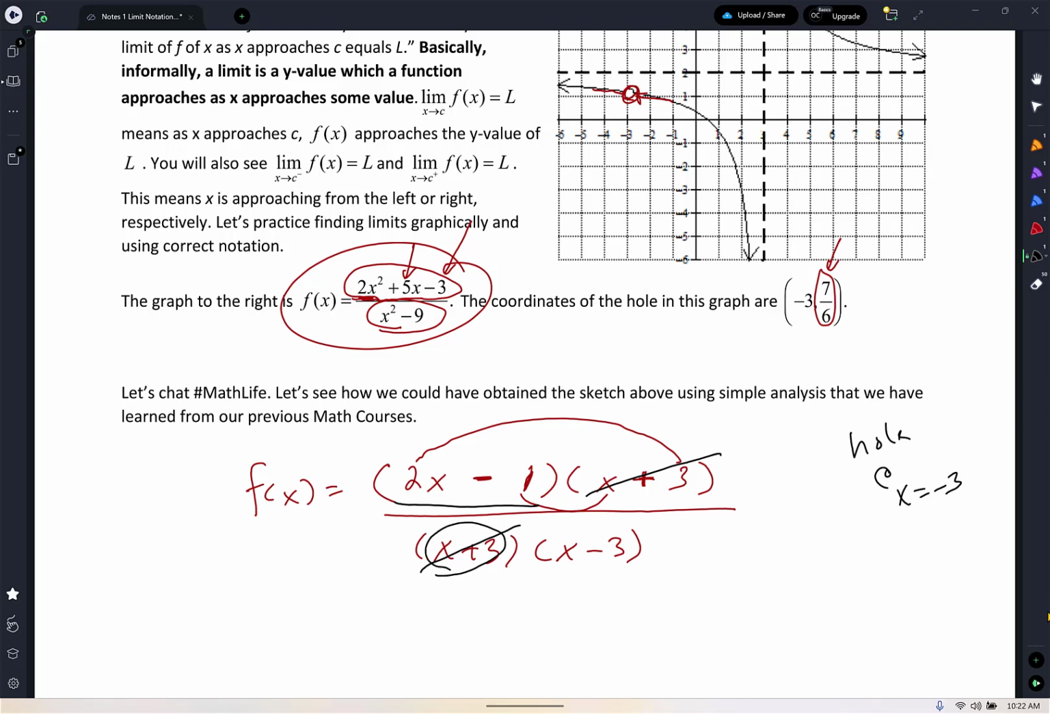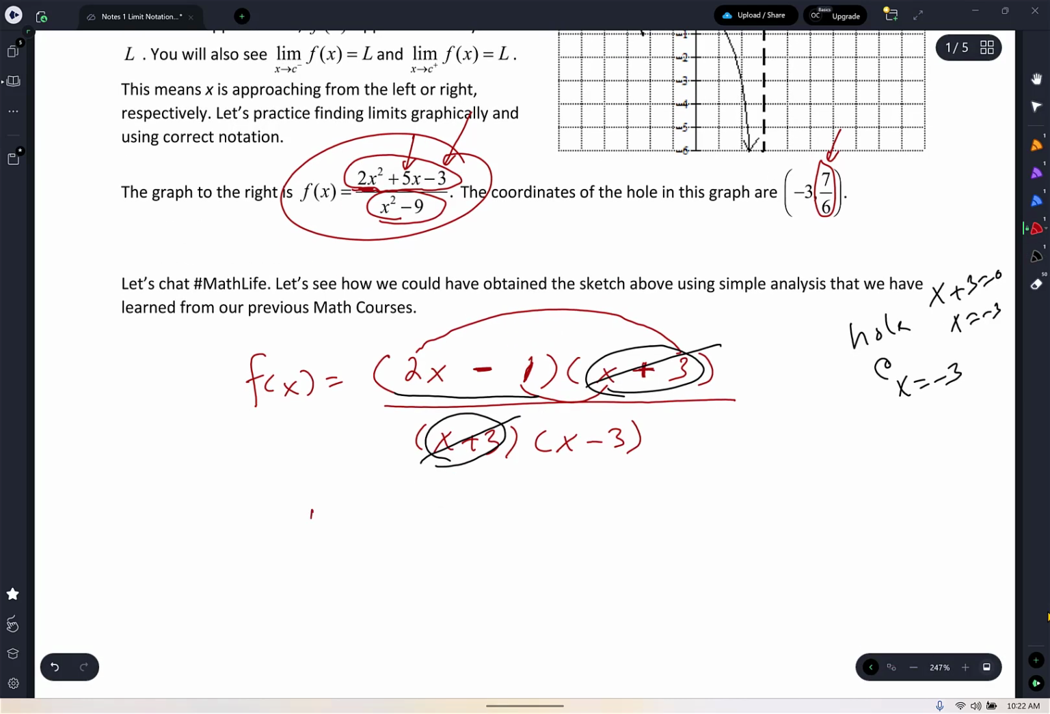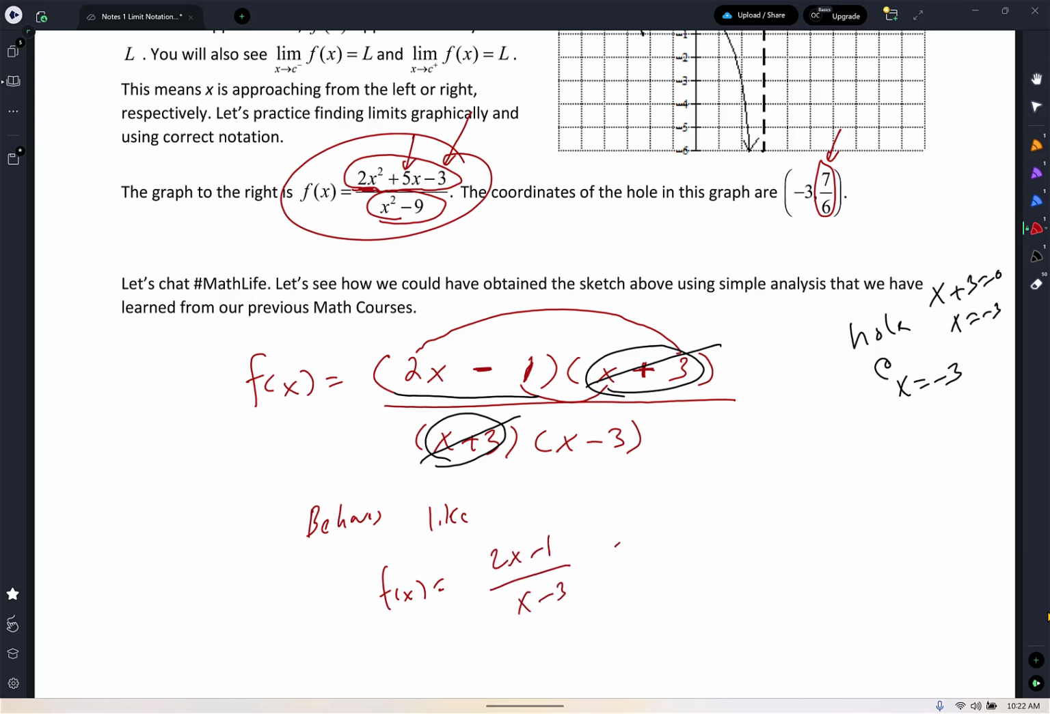Wherever you get a 0 here, see, x plus 3, wherever x plus 3 equals 0, that's your hole. So notice, -3. If you want to figure out what the y value of that hole is, plug in -3 into what you have left. So this function behaves like f of x equals 2x minus 1 over x minus 3 everywhere except at x equals -3. I guess I should have labeled it g of x instead of f of x. Those two functions behave exactly the same everywhere except at -3.